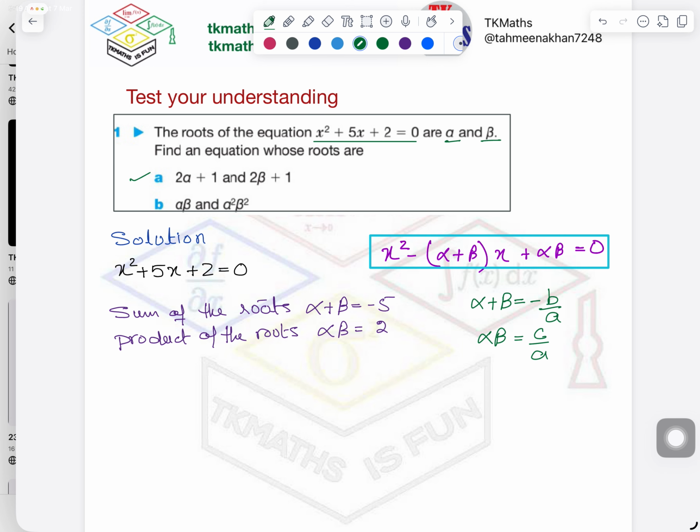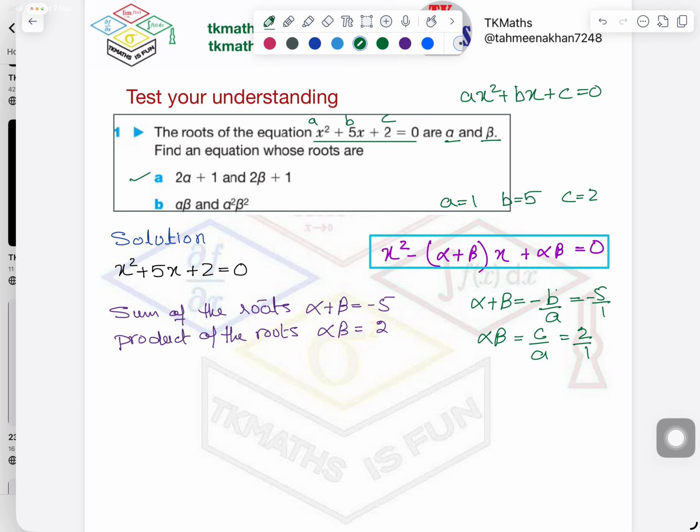Now what are a, b, c? That is the very general thing. You know, in the quadratic equation, the coefficient of x square is called a, the coefficient of x power 1 is called b, and the constant is c. So if I look at this equation, a is 1, b is 5, c is 2. So I'm writing here a is 1, b is 5, c is 2. I'm substituting these values in place of b and a. So I got minus 5 over 1, and here I got 2 over 1.